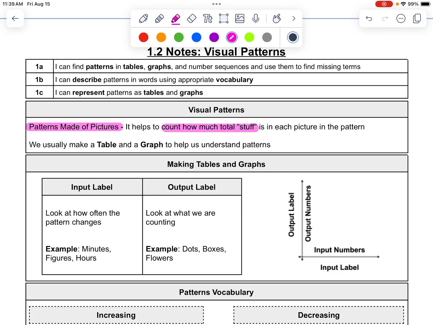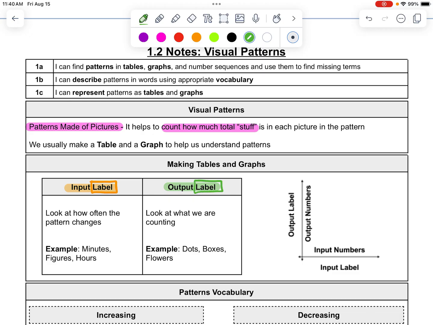The table is going to have two sides, a left side, which is going to be the input side, and the right side, which is going to be the output side. At the top of those sides, those columns, you need to make sure that you include a label. The label is super important and is required.